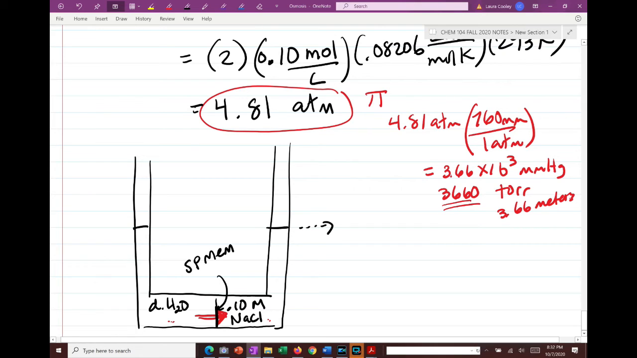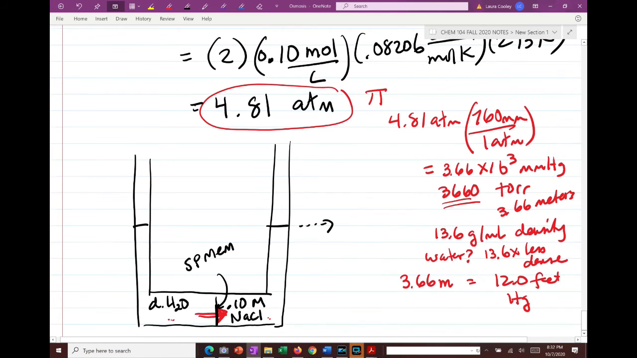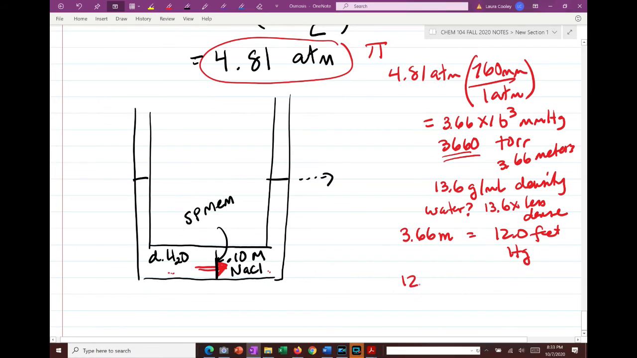Now, mercury has a really high density, 13.6 grams per milliliter. If we were doing this with water, it is 13.6 times less dense. So that means you'd have to have a column that was 13.6 times higher. So let's figure this out. We have 3.66 meters of mercury, which is about 12 feet. Let's call it 12 feet. That's for the Hg. For water, we'd have to multiply this by 13.6.